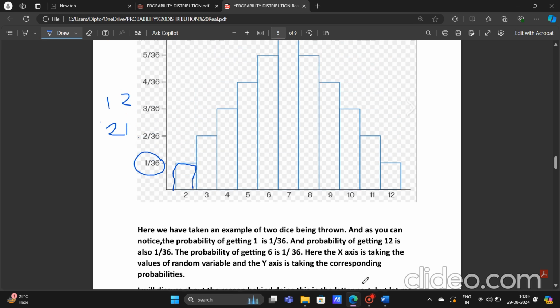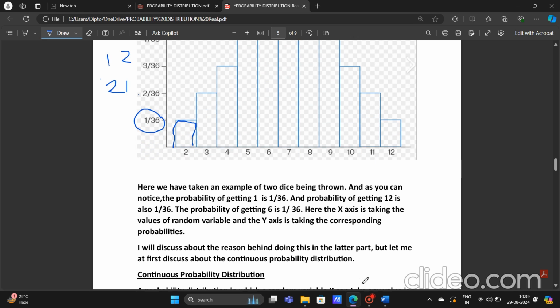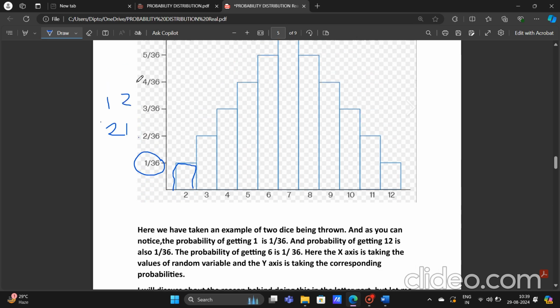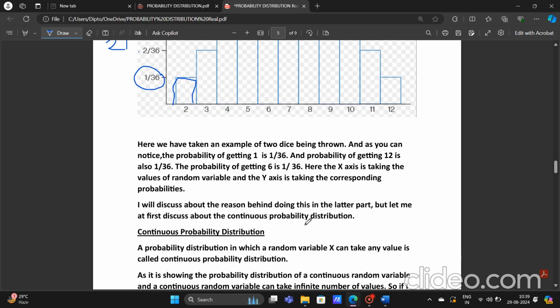Okay, now I will discuss the reason behind doing this in the later part, but for the current scenario I am going to discuss the continuous probability distribution. For the current part, I feel I have cleared the doubts of probability mass function and how to plot the probability mass function graphically. I hope this part is clear now. So now we are heading to continuous probability distribution.